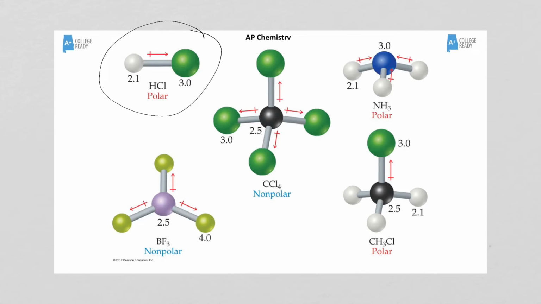Trigonal planar. Notice BF3: boron can only have 3 bonds. It only has 3 valence electrons. It's going to be nonpolar. All those dipoles cancel. Carbon tetrachloride, tetrahedral, all the dipoles cancel.